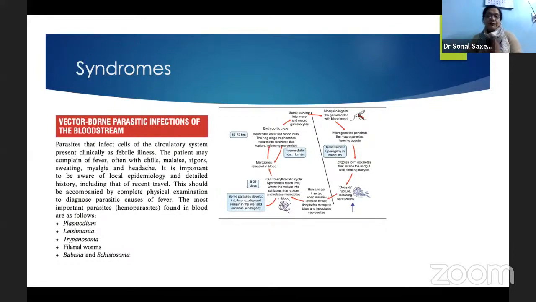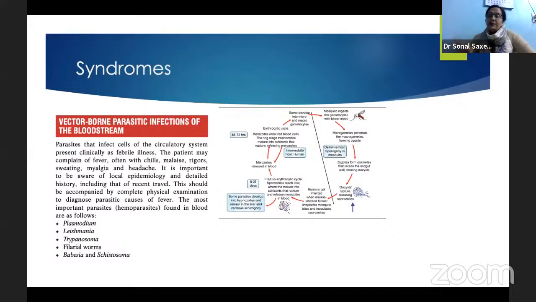And in parasites, the first and foremost are the vector-borne infections, which are blood-borne infections like Plasmodium, Leishmania, Trypanosoma, Filariasis, and all that gets covered here. And again, as I said, the life cycle has text as well as simplified illustrations for the students to get the portions very, very clear in their mind as to what moves to where.